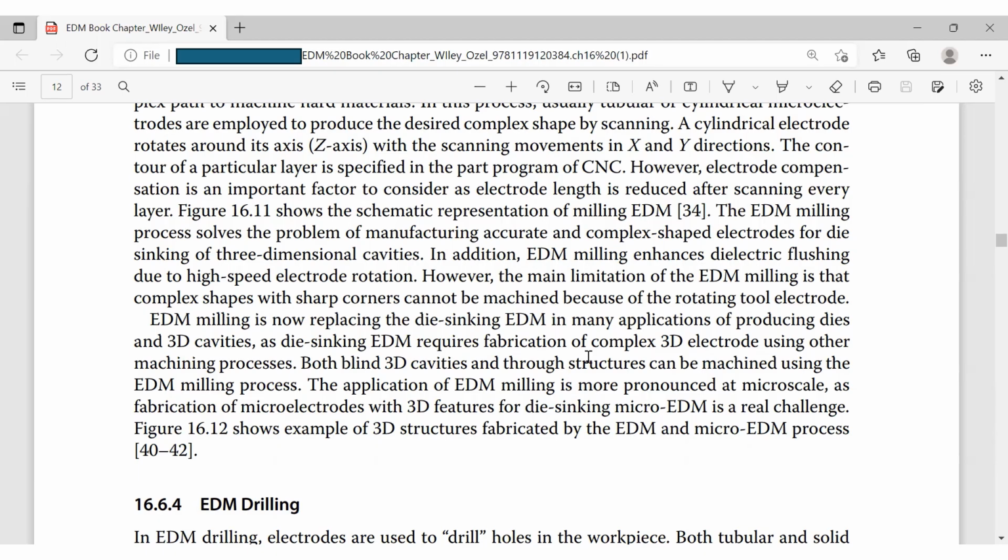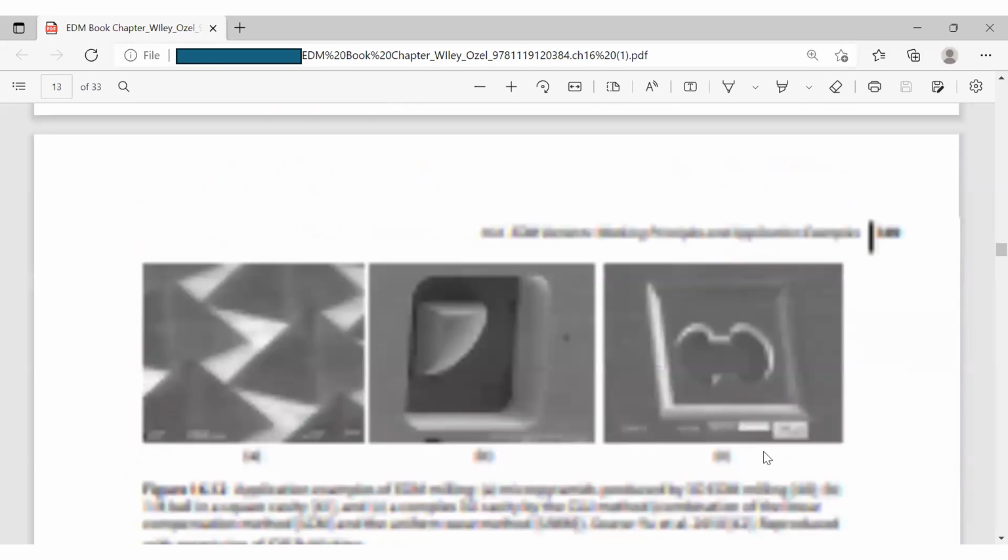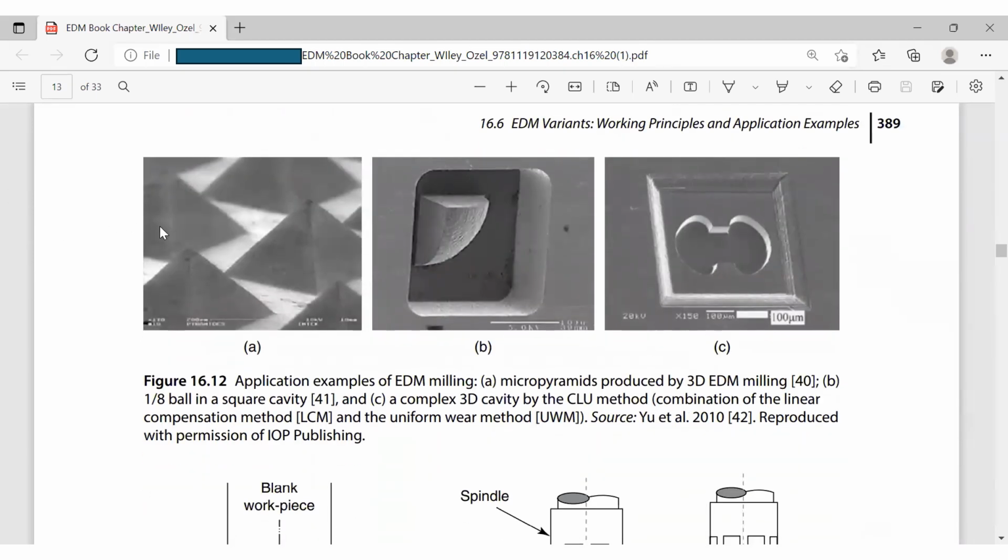That is a through structure. So the application of EDM milling is more pronounced at micro scale, as fabrication of microelectrodes with 3D features for die-sinking micro EDM is a real challenge. So this figure shows examples of 3D structures fabricated by EDM and micro EDM processes. This one, okay? Very, very beautiful. A micro pyramid made using 3D EDM milling. This one.